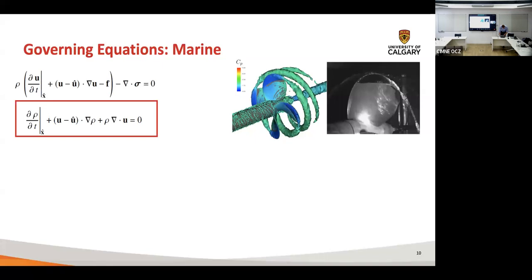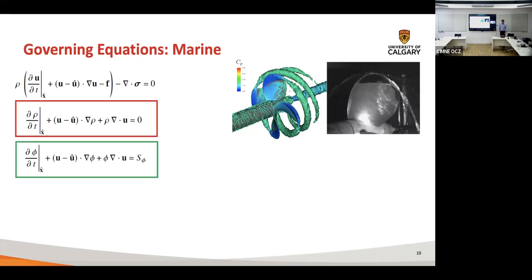The continuity equation is no longer divergence free. That's because you have variation of the density, etc. You have an additional transport equation to model the vapor volume fraction. The source term on the right hand side is specific to the cavitation model we will be using. So for now I will just keep it as a general source term.